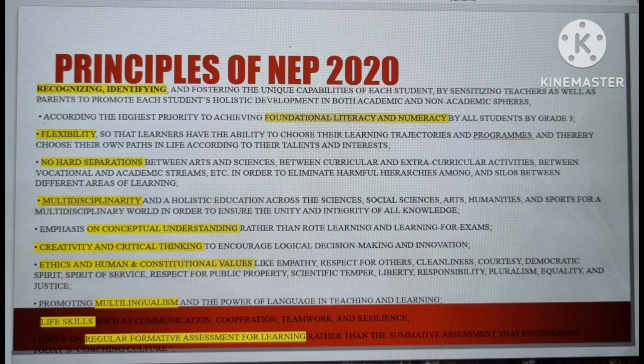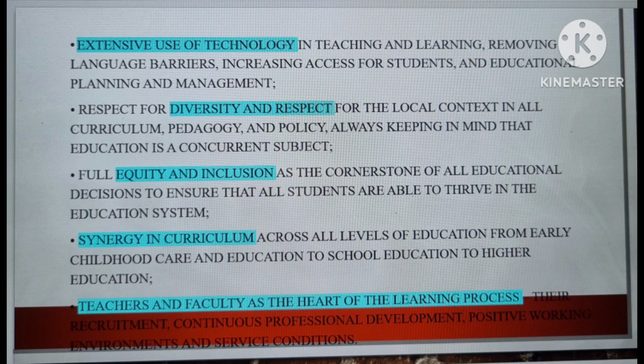NEP 2020 will also focus on ethics and human constitutional values like empathy, respect for others, responsibility, scientific temper, equality and justice. NEP 2020 also promotes life skills development such as communication, cooperation, teamwork, how you work with your friends, group projects and all. It's going to focus on such kind of curriculum. It will also focus on regular and formative assessment for learning rather than just summative assessment which is conducted at the end of the year.